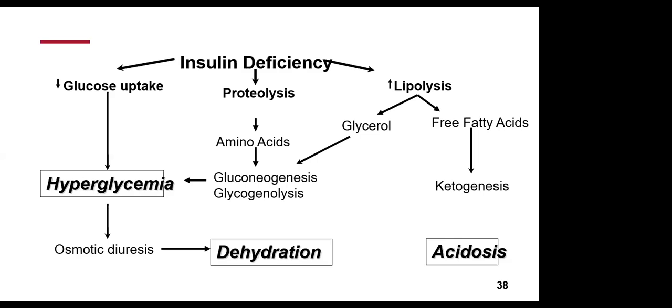So what that does, if glucose levels are high, you'll have osmotic diuresis and eventually dehydration. So these patients tend to present with a lot of dehydration. But also, if insulin is deficient, there will be an increase in the breakdown of lipids, and therefore you would have an increase in fatty acids and glycerol, and these fatty acids usually lead to ketogenesis, and that is what is usually responsible for the acidosis, the ketone bodies that are produced.